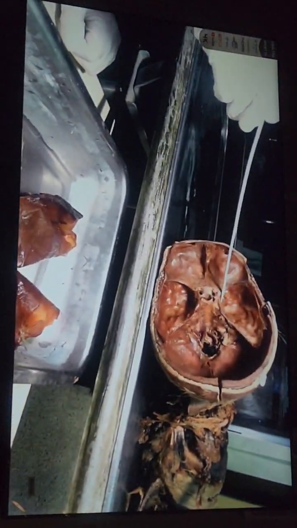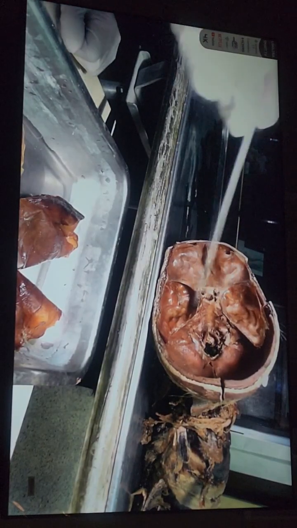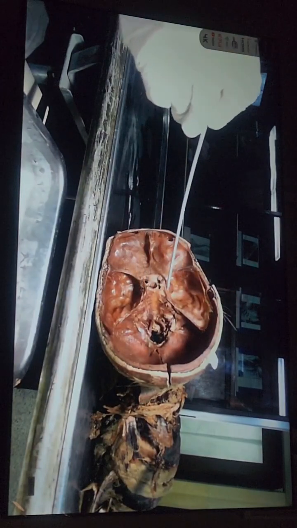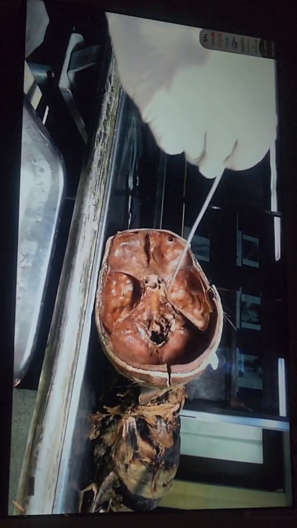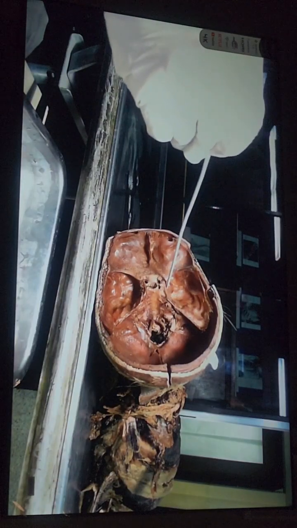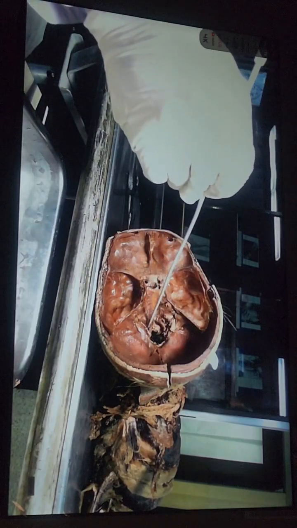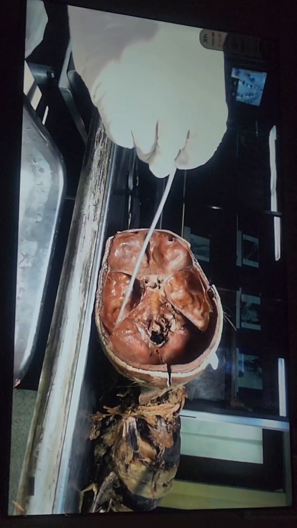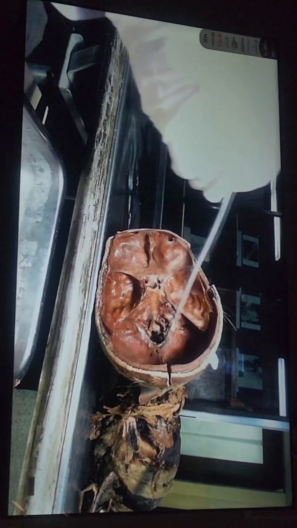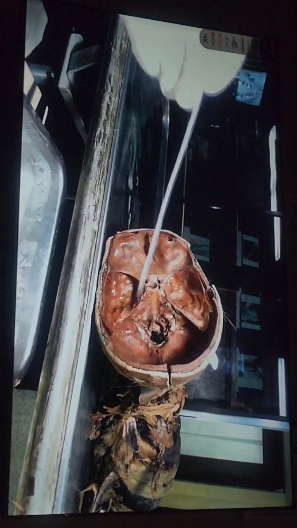The cavernous sinus, as you see here, on both sides of the body of the sphenoid bone, has spongy-like structures, which drain either into the superior petrosal sinus or the inferior petrosal sinus. The superior petrosal sinus drains to the transverse sinus, while the inferior petrosal sinus drains directly to the internal jugular vein.